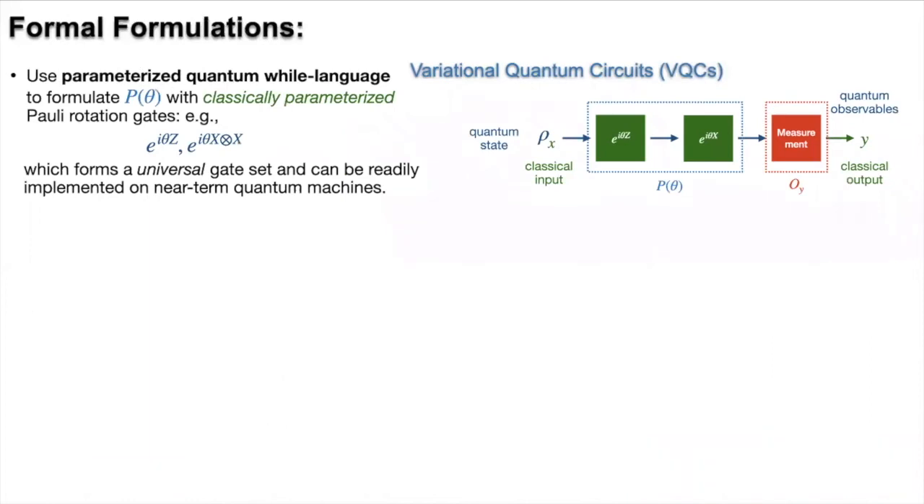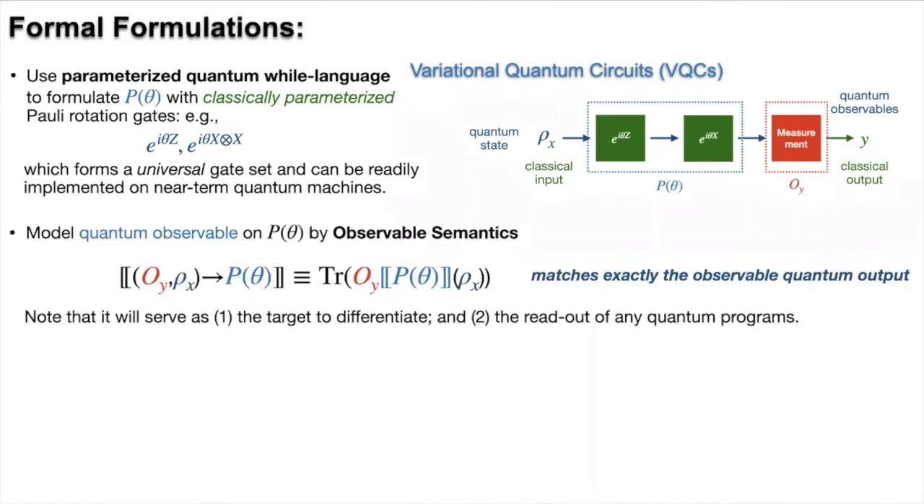Let's look into some basic formulation. We use a parameterized quantum while language to model a version of quantum circuits. In particular, we use classically parameterized Pauli rotation gates for the parameterized unitaries. This is because they form a universal gate set and can be readily implemented on near-term quantum machines. We also directly model quantum observables by observable semantics, which has three key parameters. One is the observable itself, the other is the input, and the third is the quantum circuit. And it matches the exact formula we have seen before.